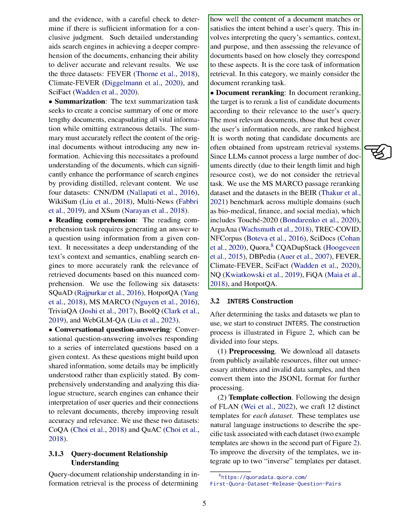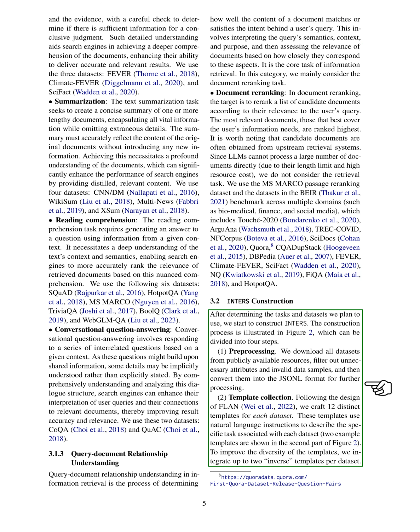Document re-ranking involves rearranging a list of candidate documents according to their relevance to the user's query. The most relevant documents, those that best meet the user's information needs, are ranked highest. It's important to note that candidate documents are often obtained from upstream retrieval systems. Since language models, LLMs, cannot process a large number of documents directly, due to their length limit and high resource cost, we do not consider the retrieval task. We use the MS Marco passage re-ranking dataset and the datasets in the benchmark across multiple domains, such as biomedical, finance, and social media, which includes Touche 2020, Quora, and others.